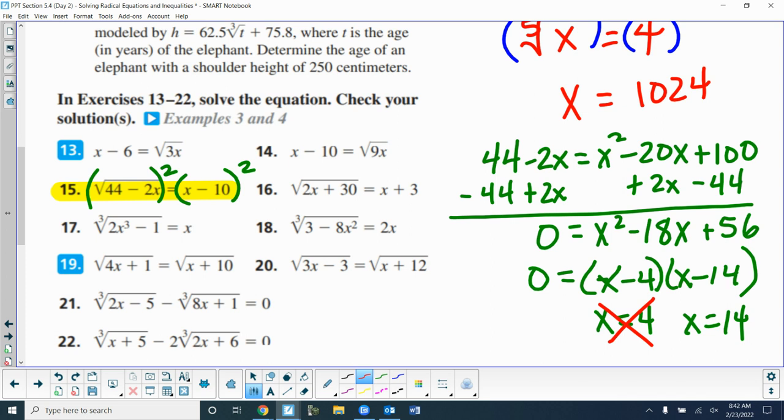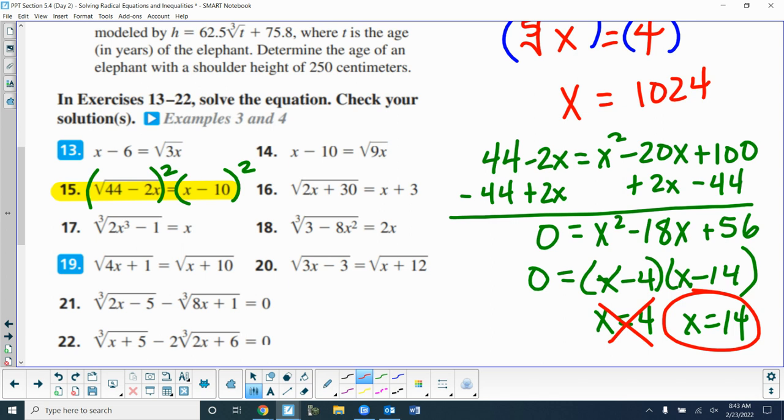What's 44 minus 28? Is that 16? What's the square root of 16? 4. What's 14 minus 10? 4. So that's a good answer. So 14, even though we did everything right, 4 actually doesn't work when we substitute it back in to the original problem. Okay, so we got to check that to make sure. Good job.